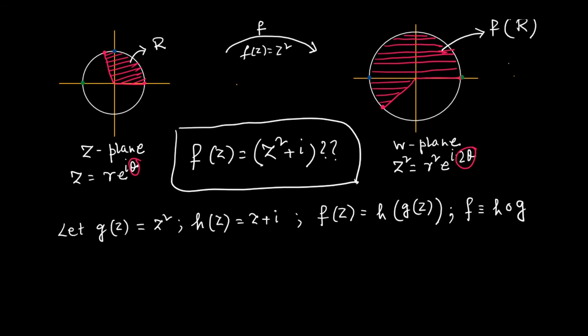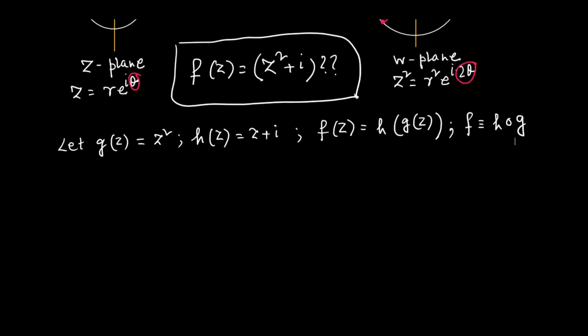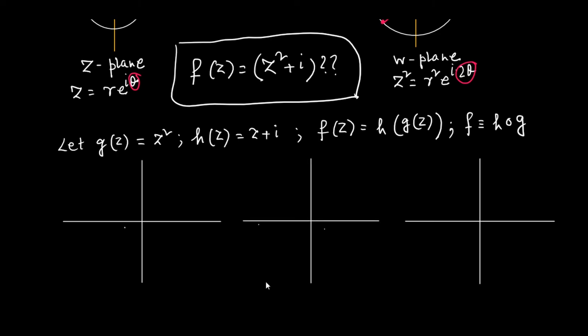Now, considering this interpretation, if I try to visualize, then I will actually require three planes. One for this domain z, one for the image of z under g, and one for the image of g(z) under h. These are my three planes.